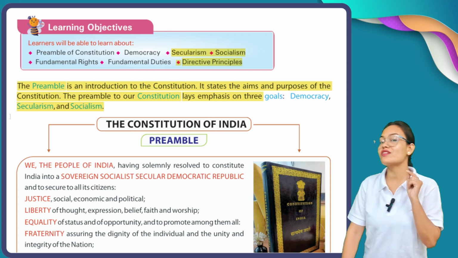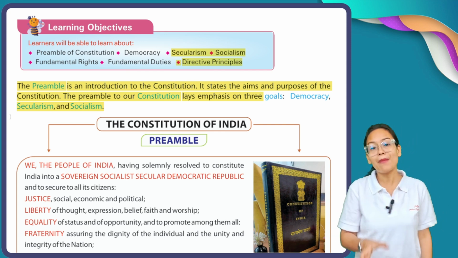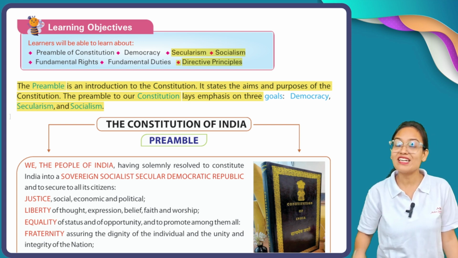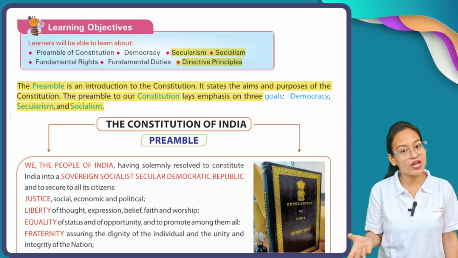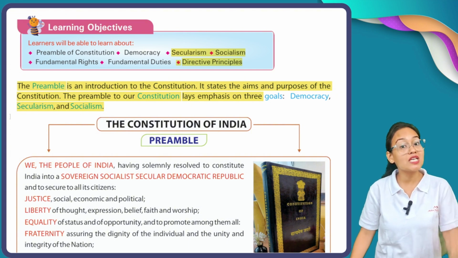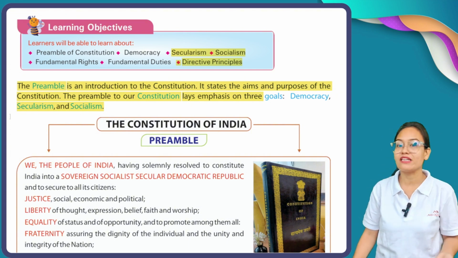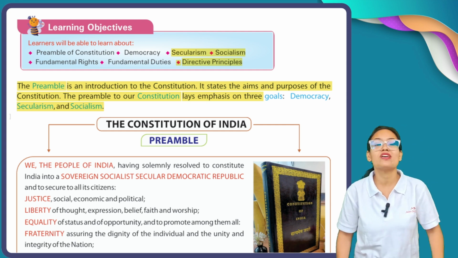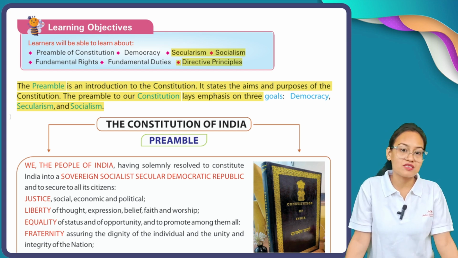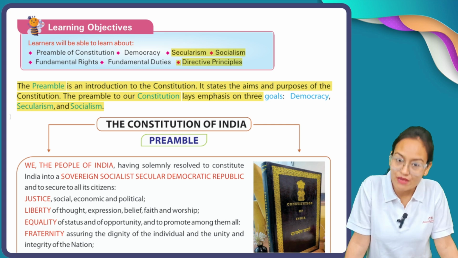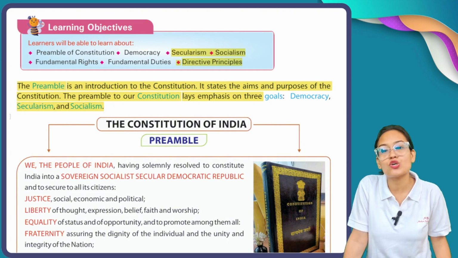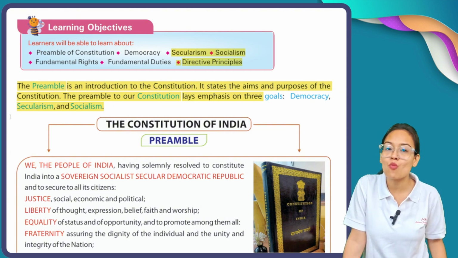Our Constitution starts with a page, and on that page, a thing is written which is known as preamble. It is an introduction of our constitutional book. When you open the Constitution of India, you are going to see an introductory page, and that introductory page is known as the preamble page. In the preamble page, we can see many aims and purposes are written. Through that we can really understand why the Constitution is written in the form of a book.